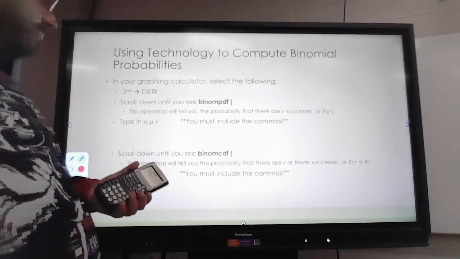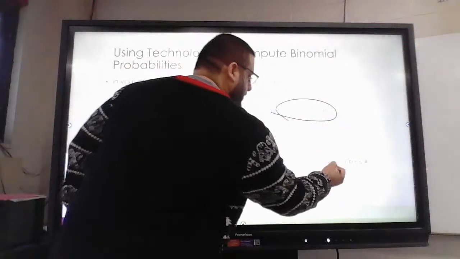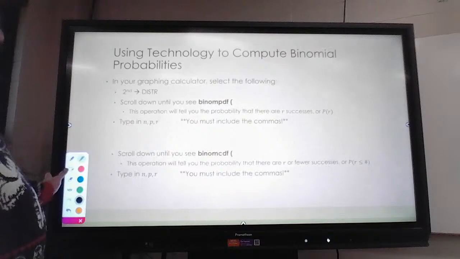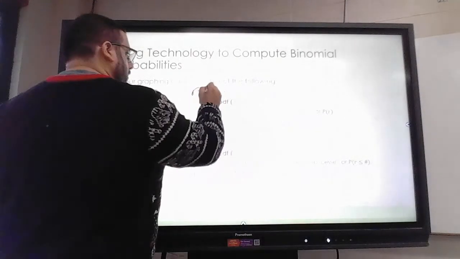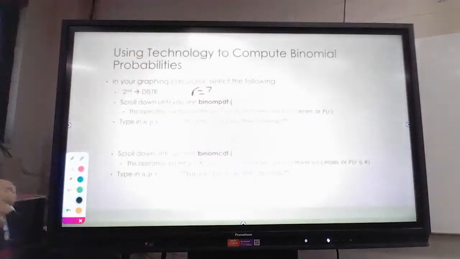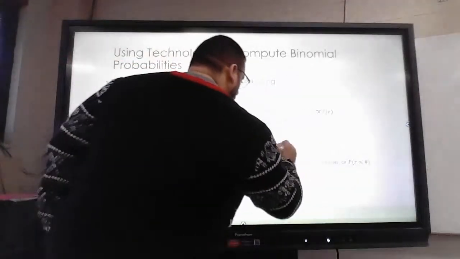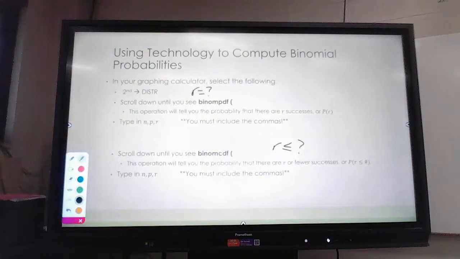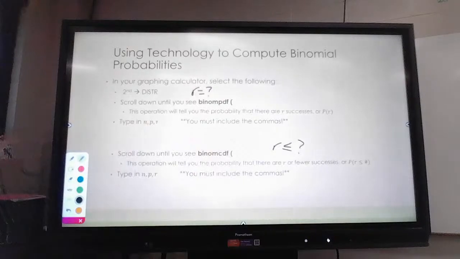But there's also binom CDF. What's the difference between the two? Binom PDF is for when you want to calculate the number of exact successes, R equals some number. But binom CDF is for R or fewer, R less than or equal to some number. So PDF is for an exact value, and CDF is for that value and lower.